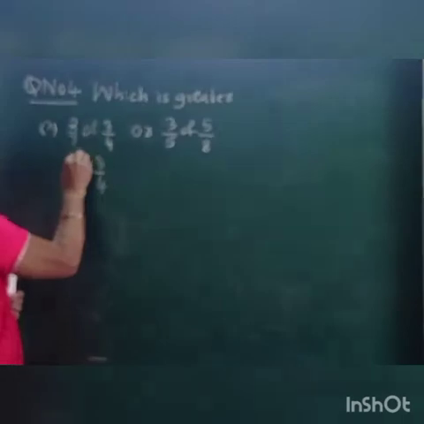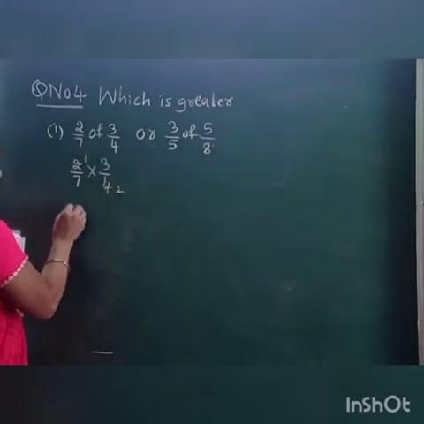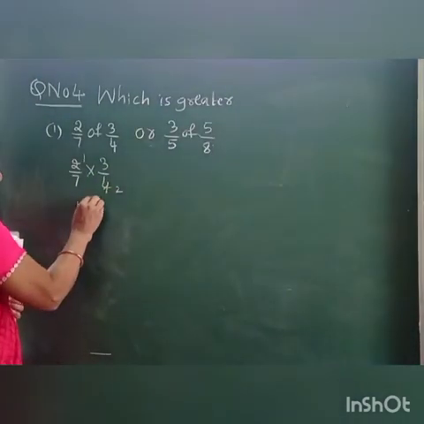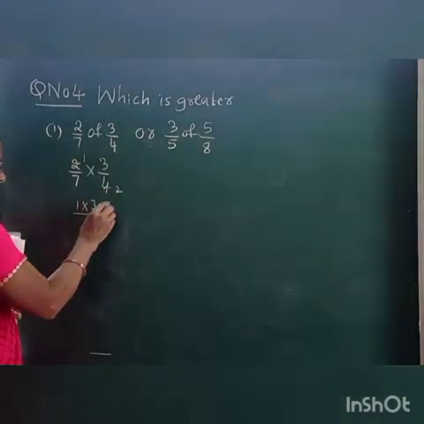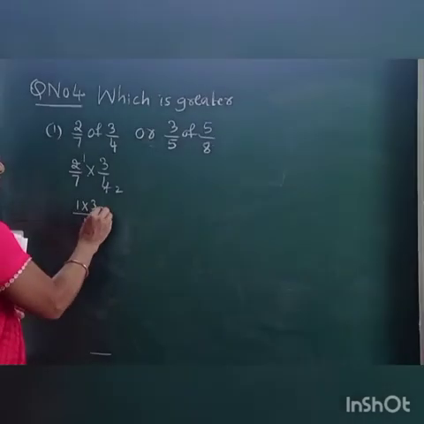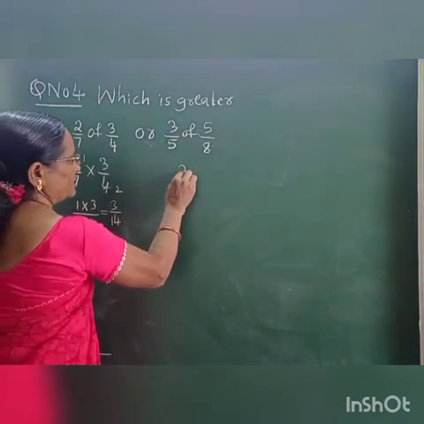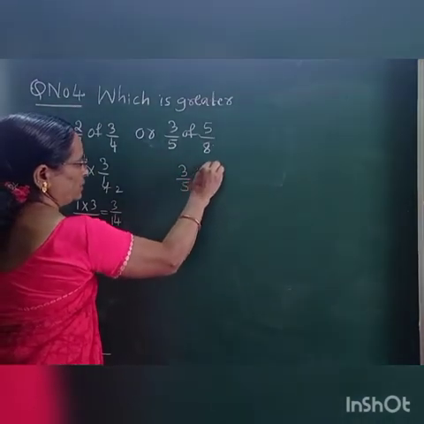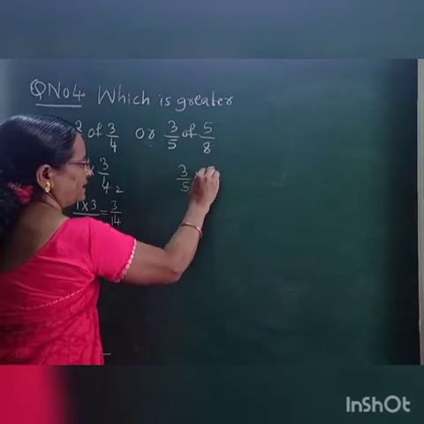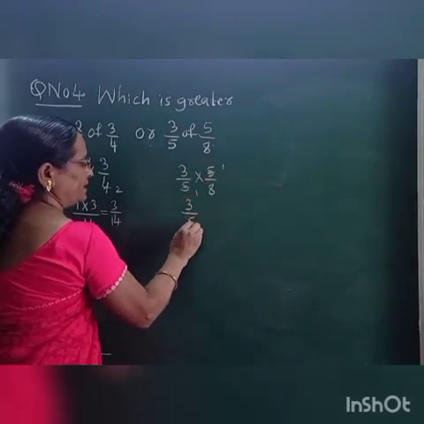We have to cancel here. 2 ones are 2, 2 twos are 4. What remains? 1 into 3 divided by 7 into 2. It is 14. So 3 by 14 here. And this side, 3 by 5 into 5 by 8. 5 gets cancelled. 3 by 8 remains.